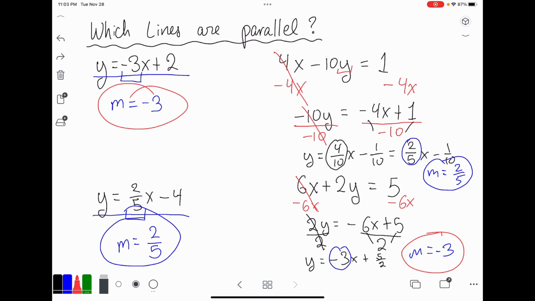So in order to determine if lines are parallel, you have to determine their slope. If it's already in slope-intercept form or even point-slope form, it's very easy to identify the slope. However, if it's in standard form, the best idea is to rewrite it in slope-intercept form so that you can easily identify the slope.